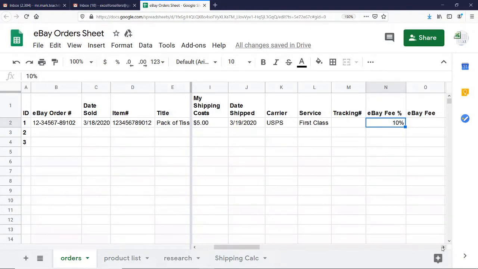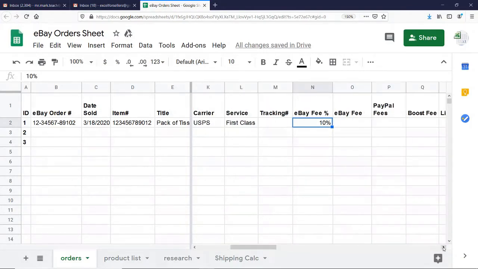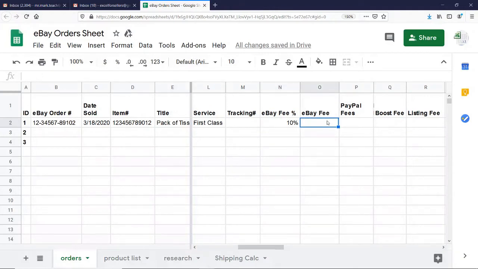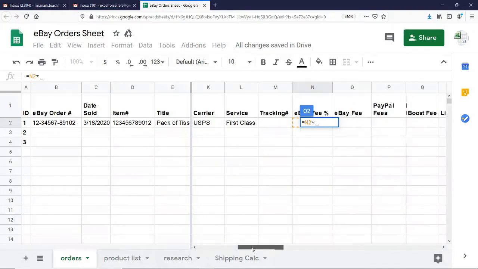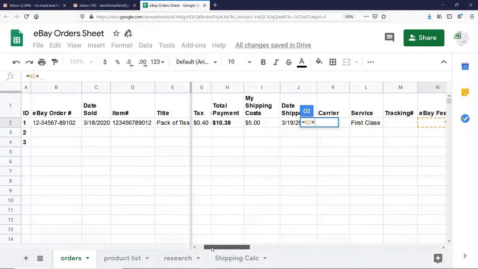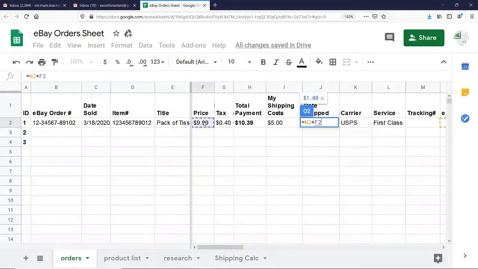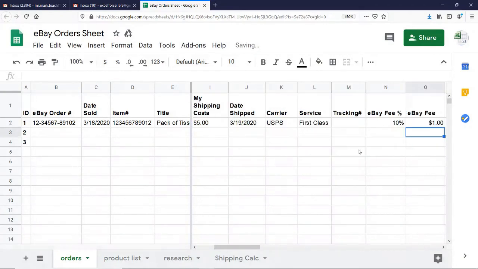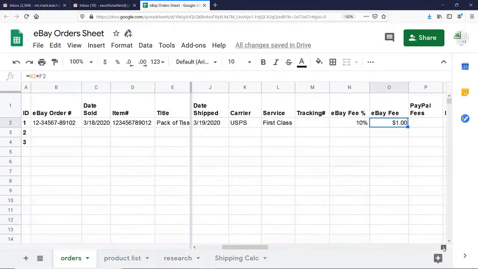All right, and I'm going to scroll over then to eBay fee. And now for eBay fee, I'm simply going to take this, so equal again. Then I click on the number times whatever the payment was. So now I have to move back. It's a little tricky here. Times my payment. I pay the eBay fee on my payment, on what I received.